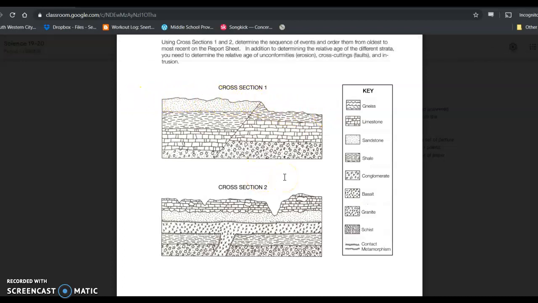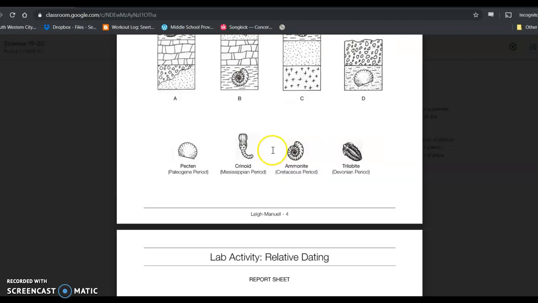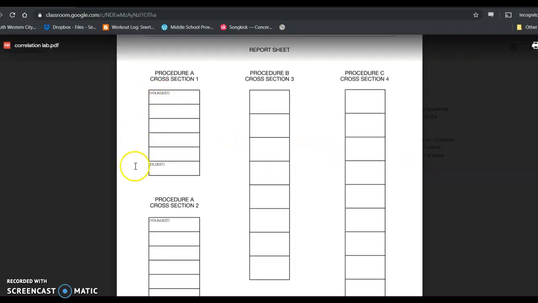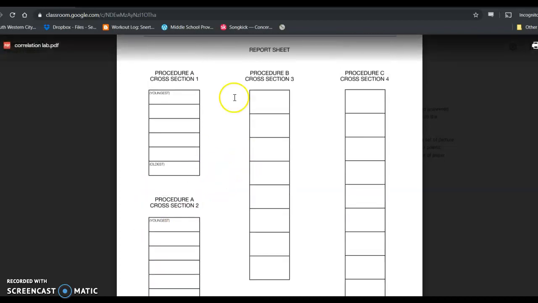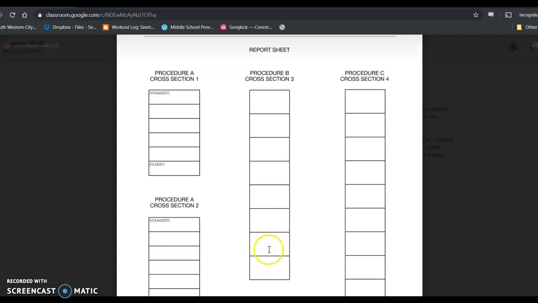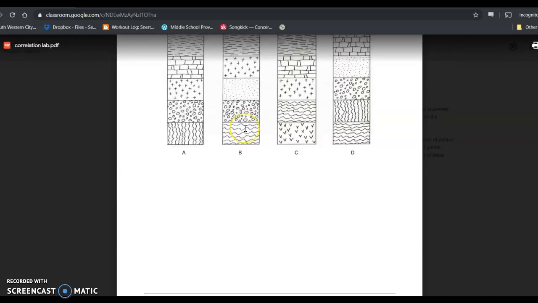How do you know how many things should go on the answer sheet? Well, if you scroll down to the answer sheet, you shall see it. Look at that. Cross-section number 1. Cross-section number 2, oldest, youngest. It tells you exactly what to do. Procedure B. That's for cross-section number 3, which we're going to look at. You'll see it has 1, 2, 3, 4, 5, 6, 7, 8 rock layers. Here's how you do it.